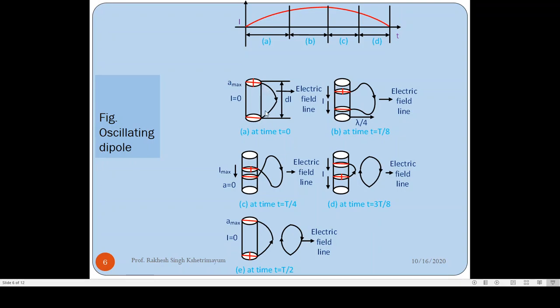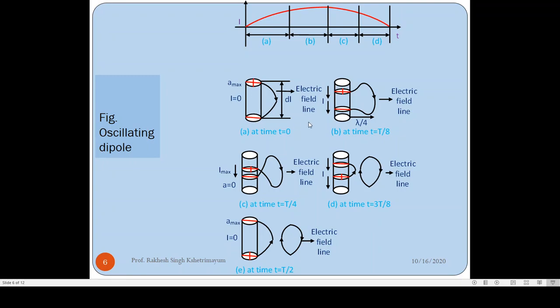Basically we are assuming that this plus charge and minus charge are oscillating. It goes to the end, then comes here, then goes to the end and comes here. It's oscillating, and from there the field is getting radiated. That's the model we are going to consider. At time t equal to 0, the current is 0 and the maximum acceleration will be there for this plus charge, because there will be attraction between the plus charge and minus charge, so they will try to move in these directions.